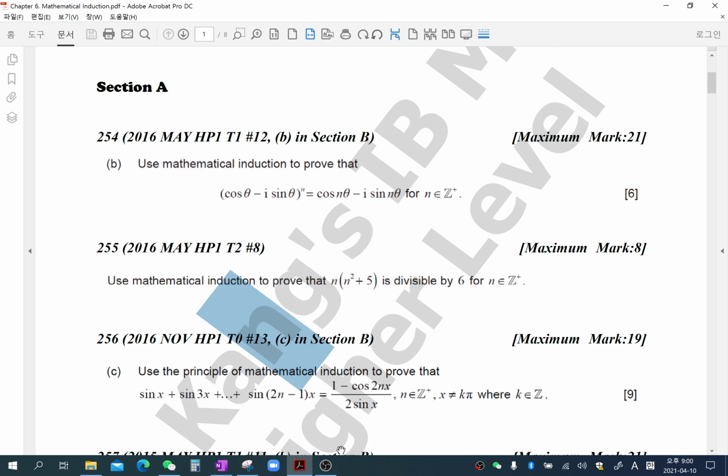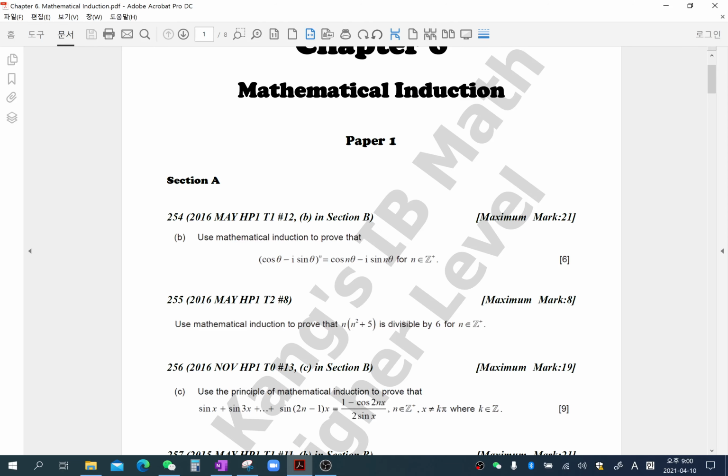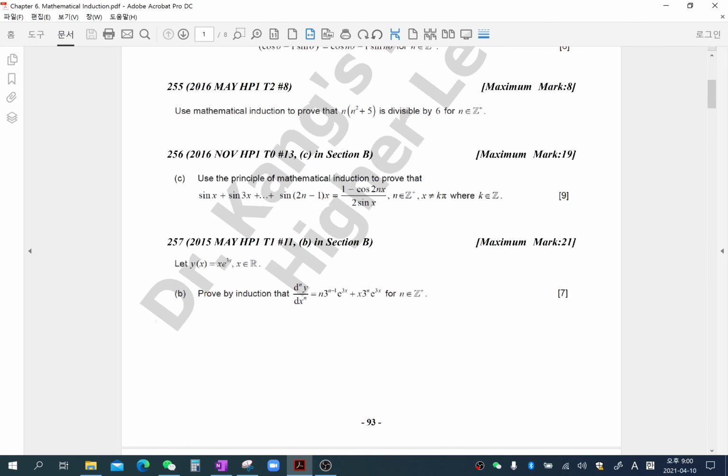Okay, I put one more example. The last one is a pure derivative question, which is something like this one, 257.